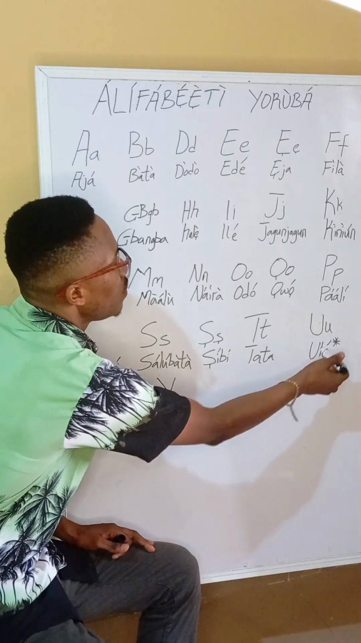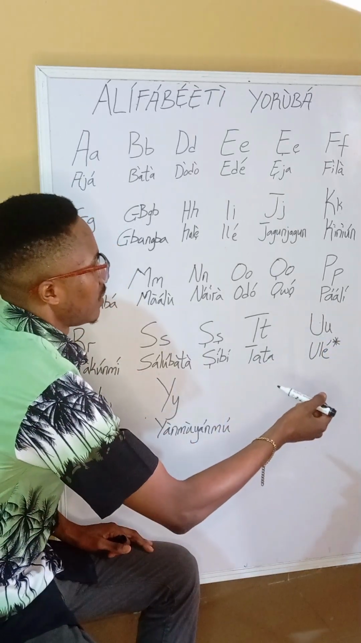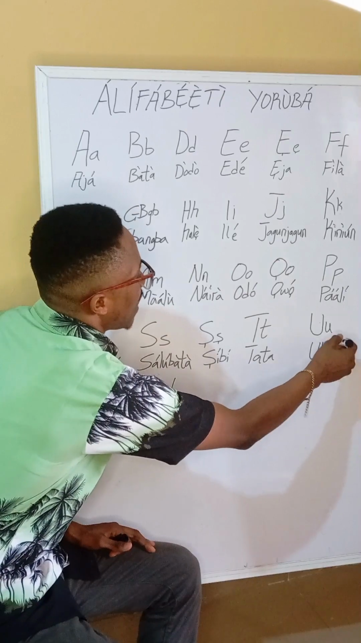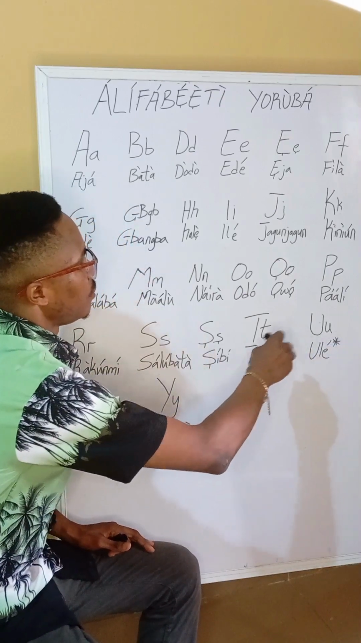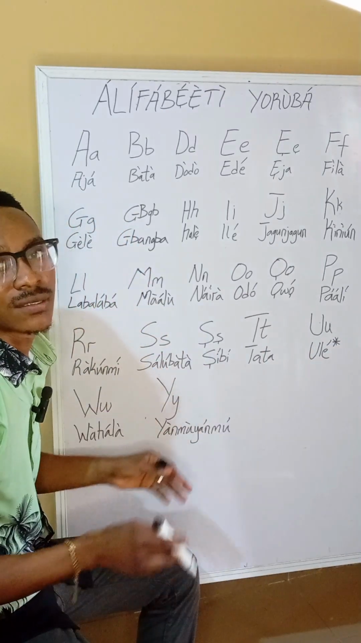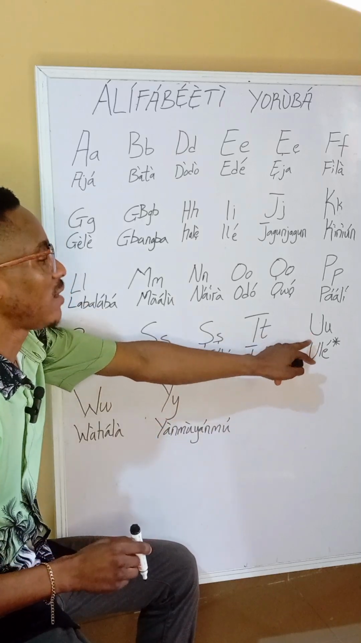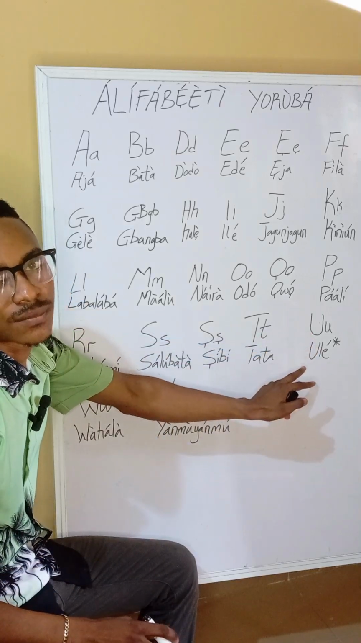U, Ule. We have an asterisk sign here because usually in Yoruba language, this alphabet doesn't start a word.